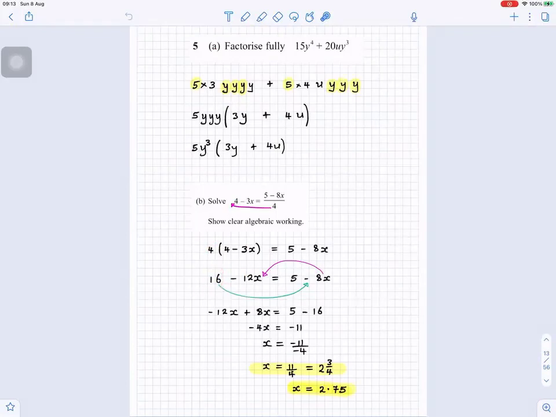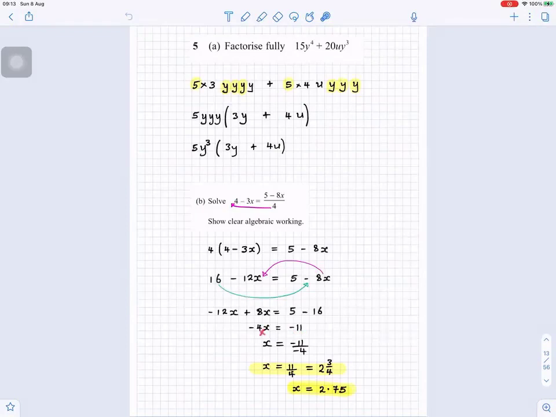16 goes to the right, plus 16 becomes minus 16. And minus 8x goes to the left, it becomes plus 8x. So minus 12x plus 8x is minus 4x. 5 minus 16 is minus 11.